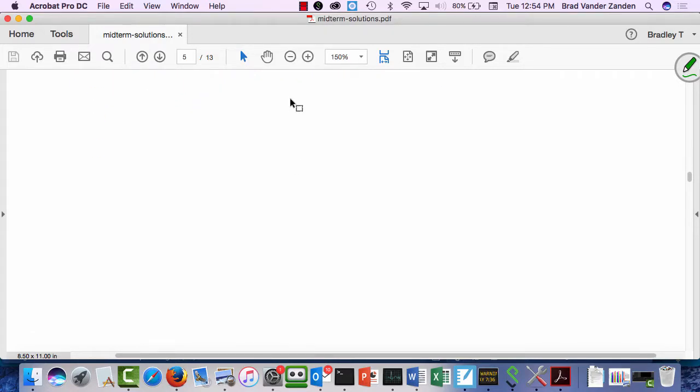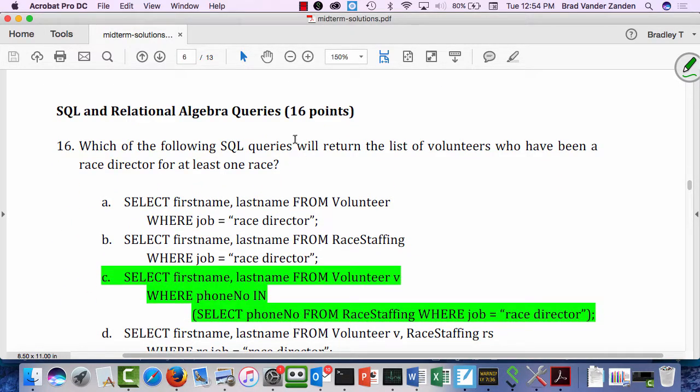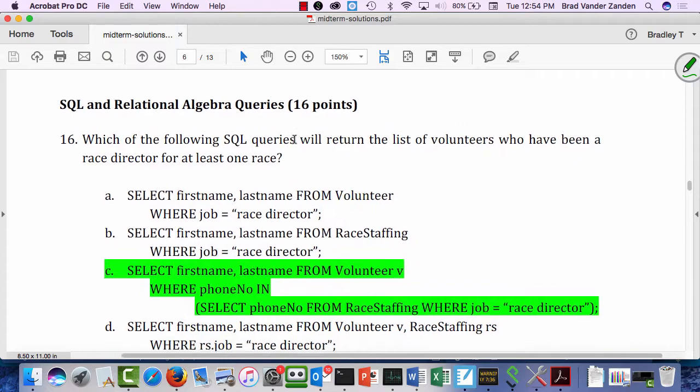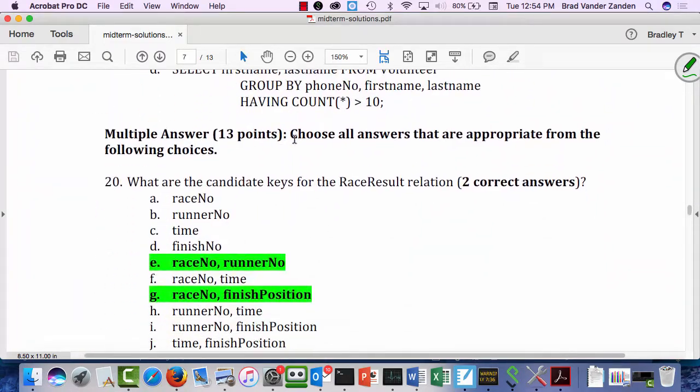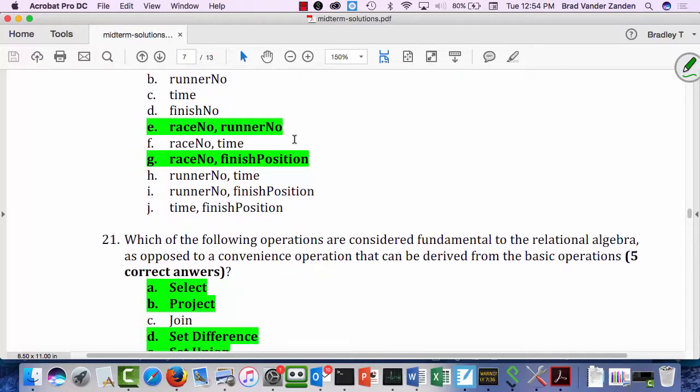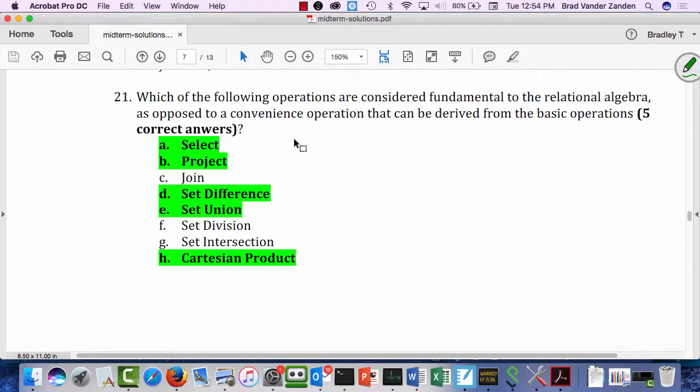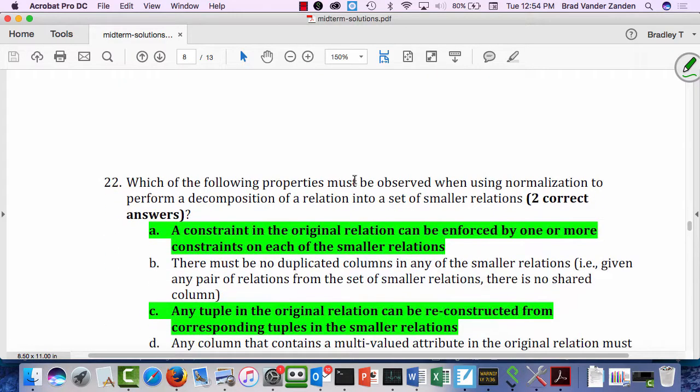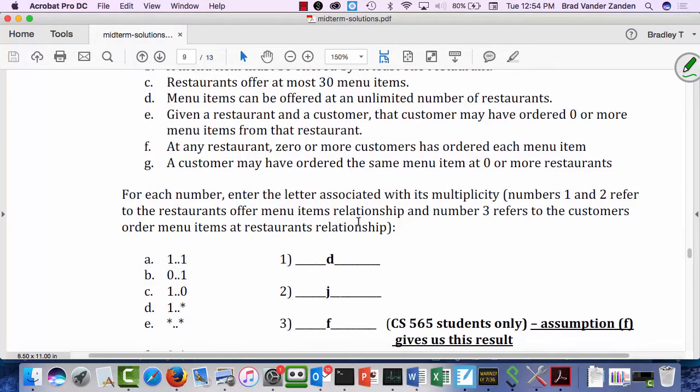Most of you got these. 16 through 19 were actually the best problems on the entire exam. Almost everyone got the SQL and relational algebra queries, so that was good. Almost everyone got 20. On 21, some of you thought join was fundamental. It's not. Some of you thought set intersection was fundamental. It's not. You can get set intersection from set difference. You can get join from Cartesian product and select. So usually, at most, there was 1 point missed on this problem. Most of you got 22.